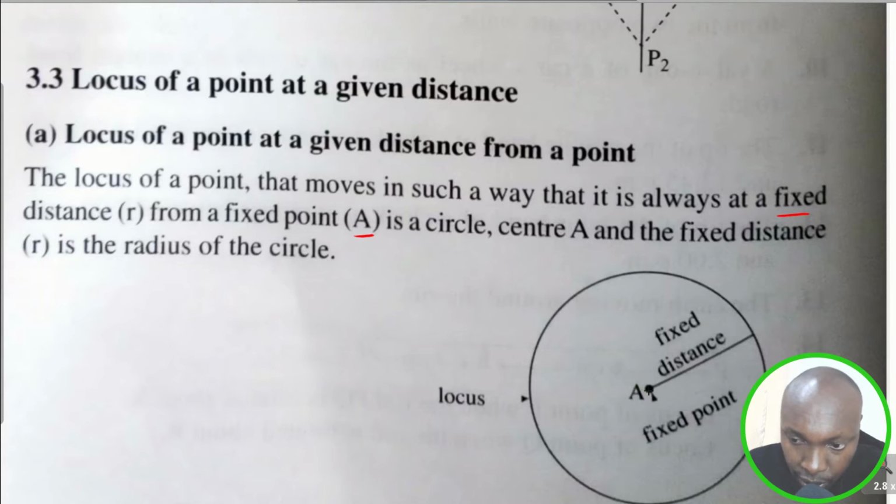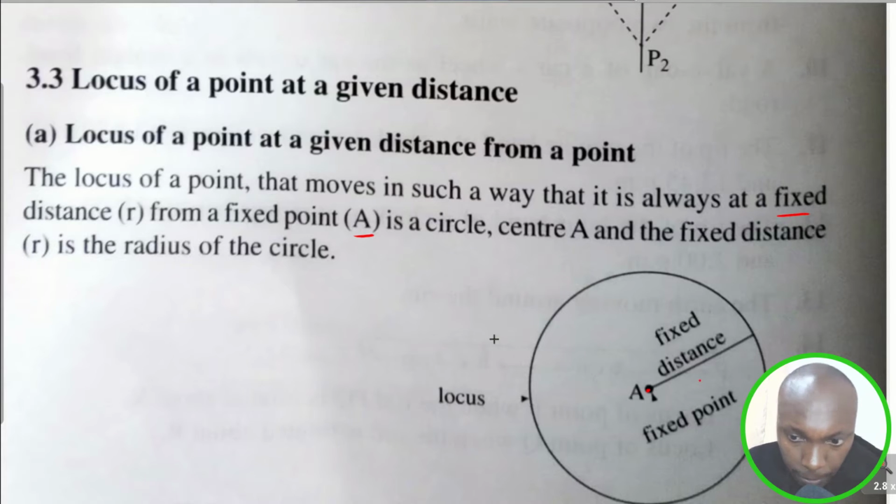So the fixed point is A, so the locus of a point that is at a fixed distance, that distance that is given here, that is the radius, and it moves in such a way that it is always at a fixed distance from a fixed point. That one, you realize it is a circle, it forms a circle. That is what we call the locus of a point at a given distance from a given point. That point will move in such a way that it forms the circle. So all the points that lie on the circumference will satisfy that condition.